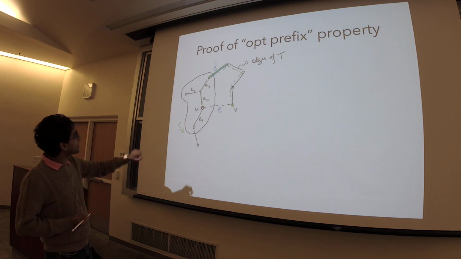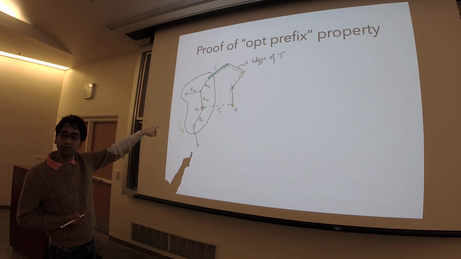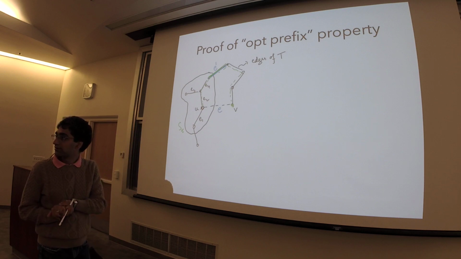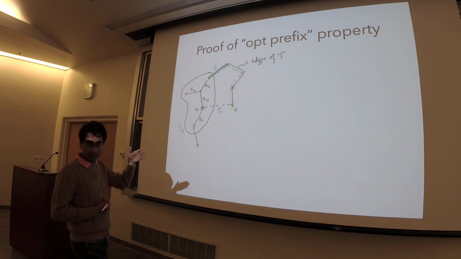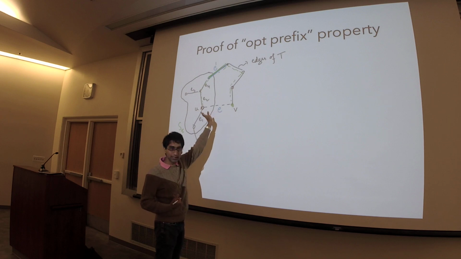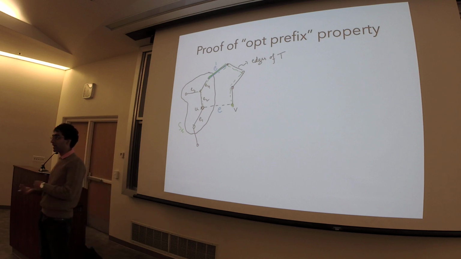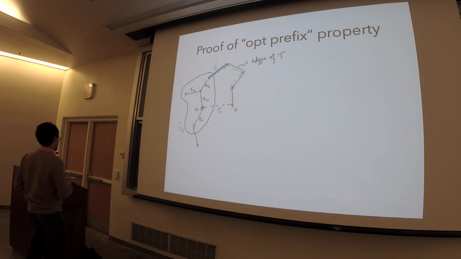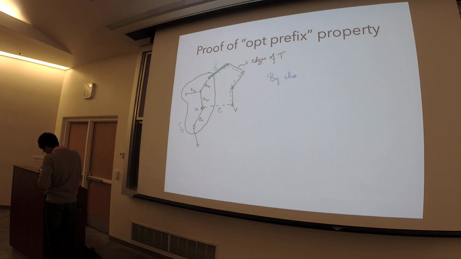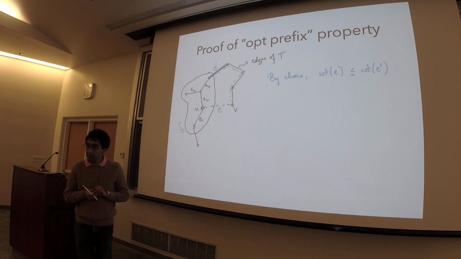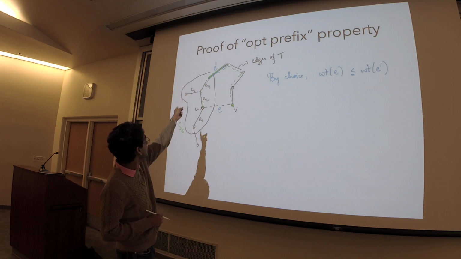So now can you compare the weight of E prime versus the weight of E? Which one is smaller? So E is smaller because by definition E was the smallest edge that went out of ST. That's how the algorithm picked, right? So we know by choice that the weight of E is less than or equal to the weight of E prime. And the tree T contains E prime.